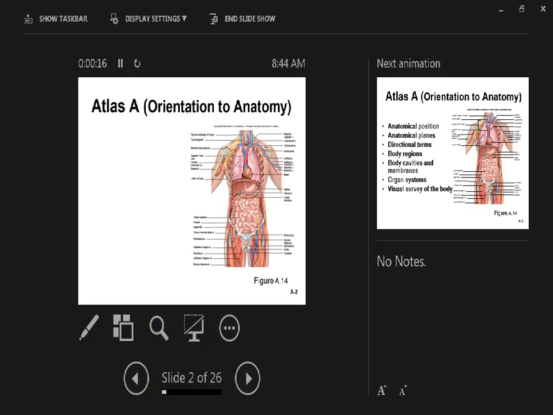Okay, so I always put on Blackboard when you guys are going to have an exam. Okay, Atlas A, orientation to anatomy. I'm going to reference this, go back to this. Actually, this atlas, of course, is from I think the 5th edition, because this textbook did not come with PowerPoints for Atlas A.